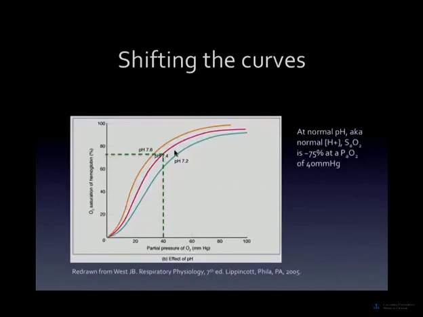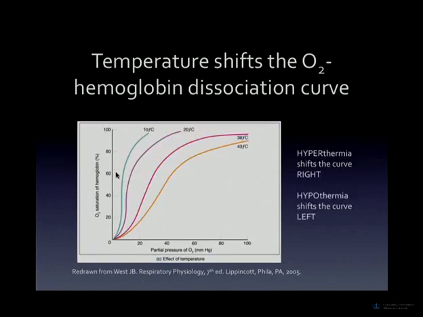So here, at a normal pH of 7.4, we know that at a PaO2 of 40, SaO2 is about 75%. If you drop your pH to 7.2, which is a higher hydrogen ion concentration, here at our PaO2 of 40, hemoglobin is only 60% saturated with oxygen.